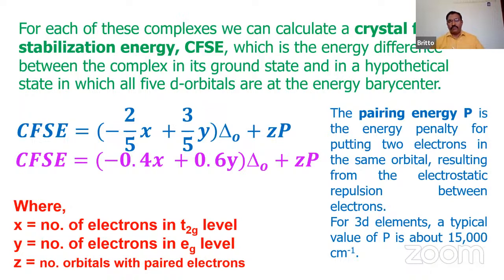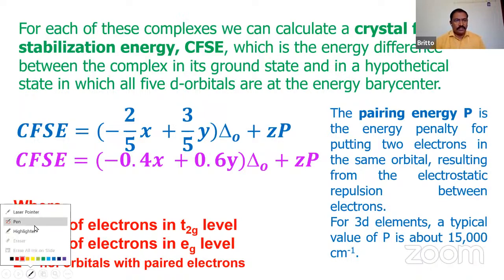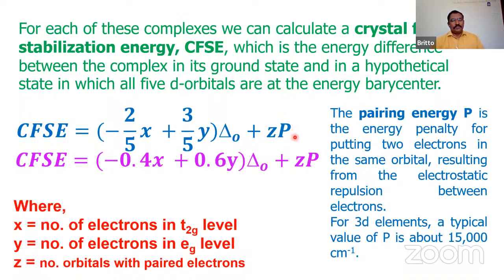So 3/5 y, where y is the number of electrons in the eg level. The whole thing is multiplied by Δo, plus zP. Here z is the number of unpaired electrons present in the electronic configuration.